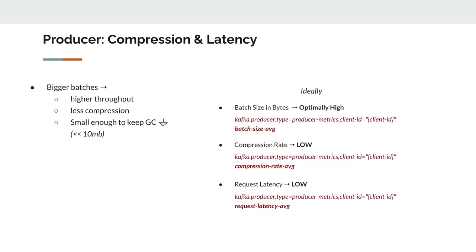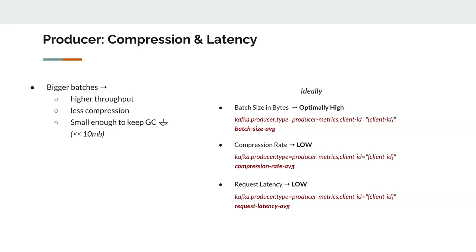Keeping these factors in mind, there are 3 outstanding metrics we need to monitor from the producer client, especially when a new data ingestion pipeline is being established. Ideally, we want to achieve high throughput, represented as batch size in bytes from the producer, with the metric name batch size average. There is also the compression rate average, which tells us the ratio of compressed bytes to the original uncompressed bytes sent to Kafka.